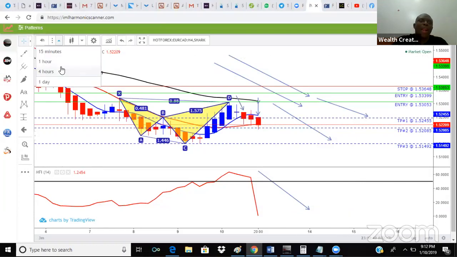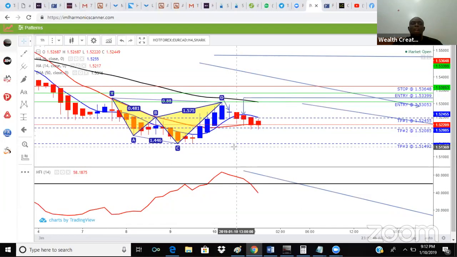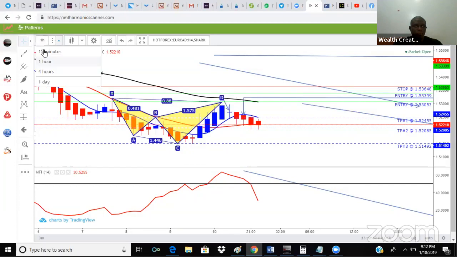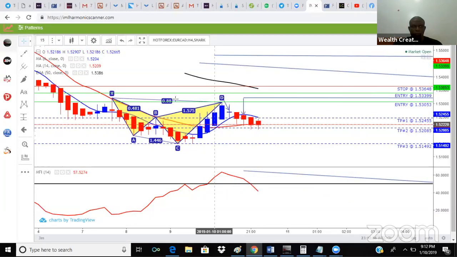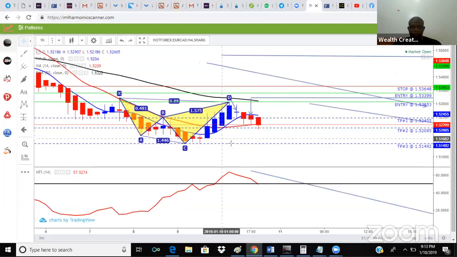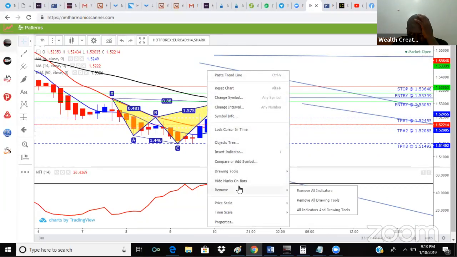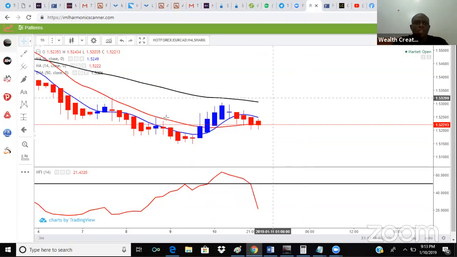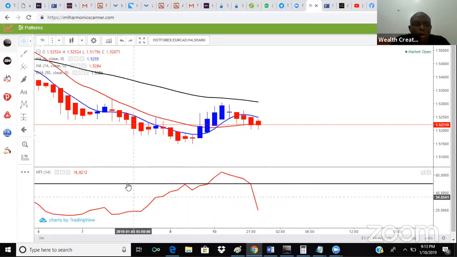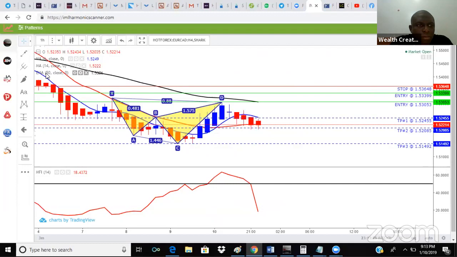So when I come to my 1 hour, because you are trading this strategy on 1 hour, guys, this will blow your mind. So you can see that the blue is about to cross down, and look at the money flow is below. So let me remove this. Drawing tools. Good. So I've put in my money flow. I've put in my moving average.